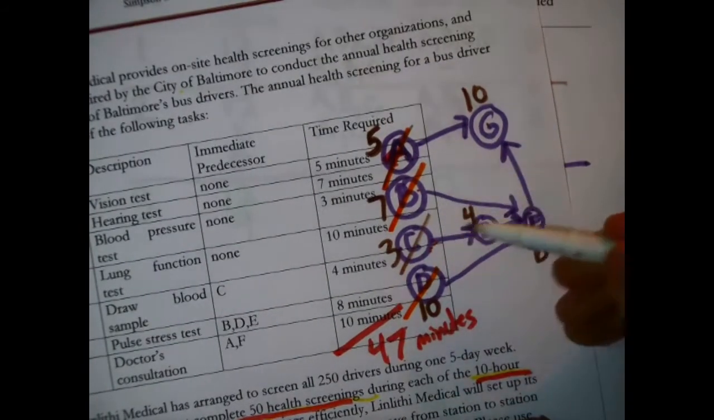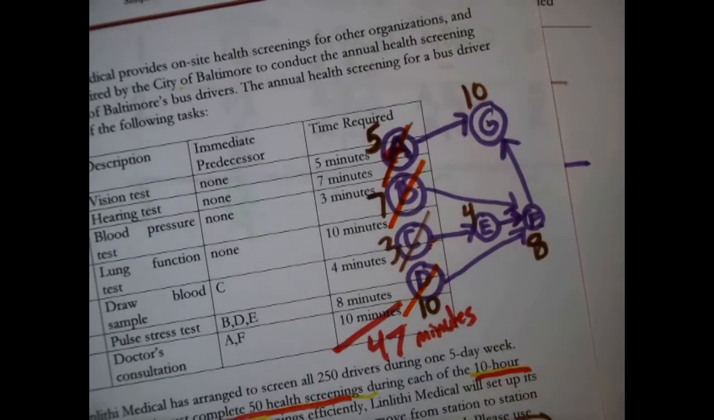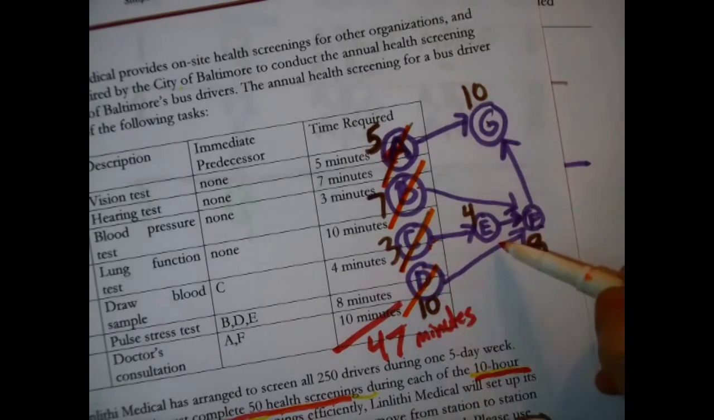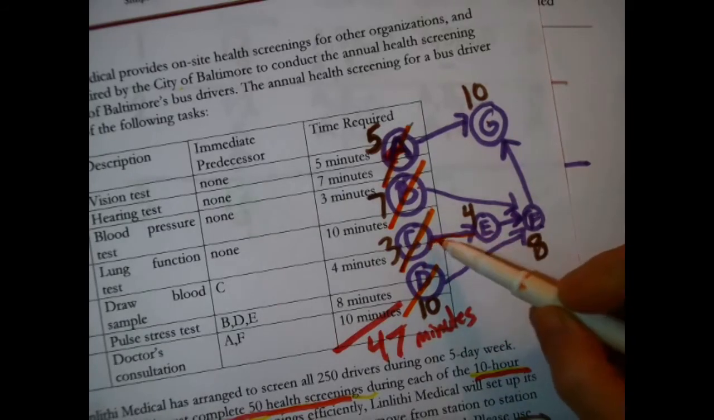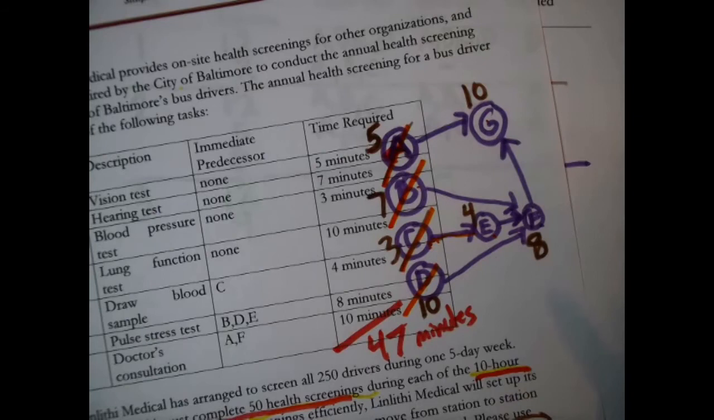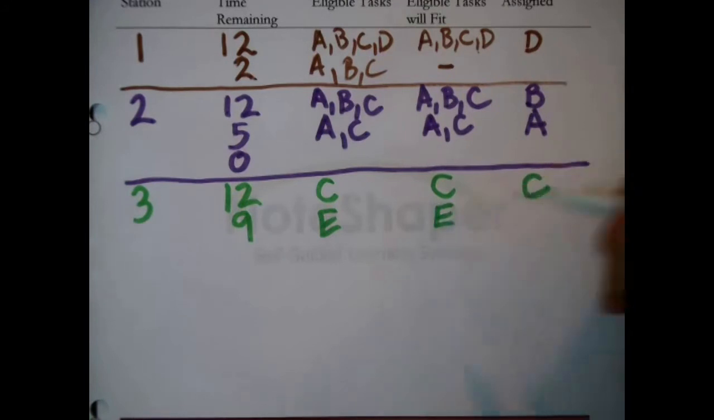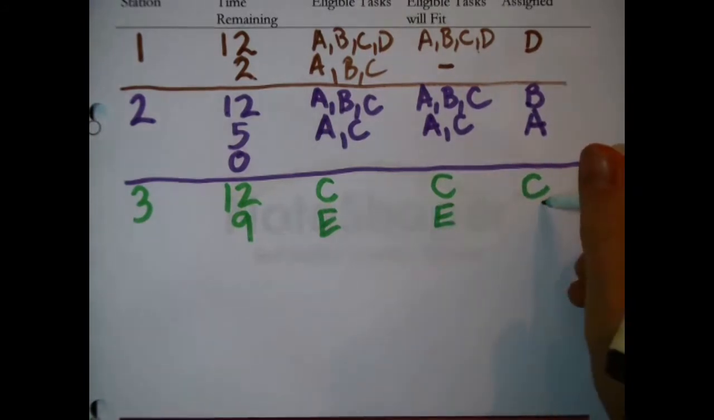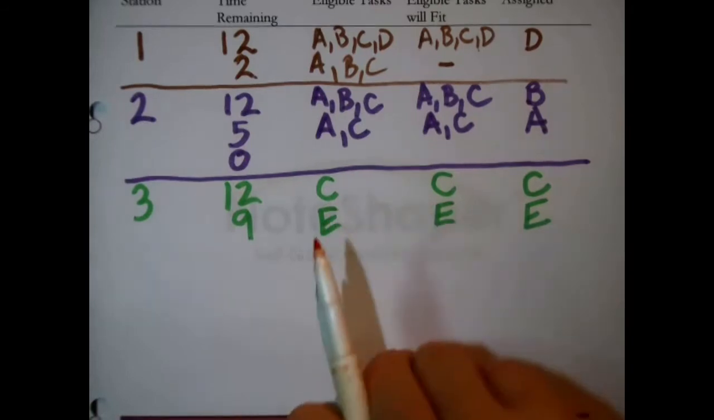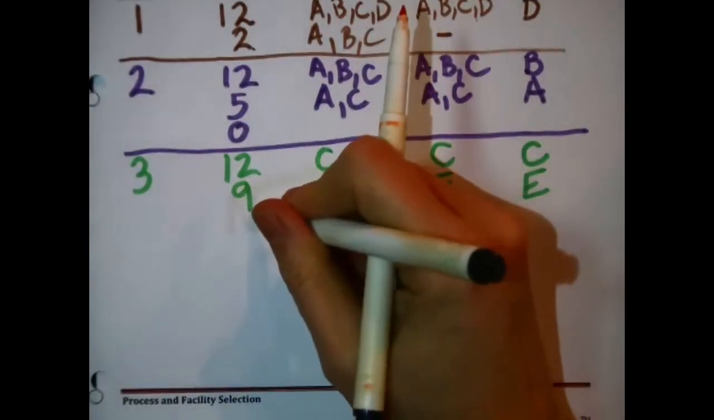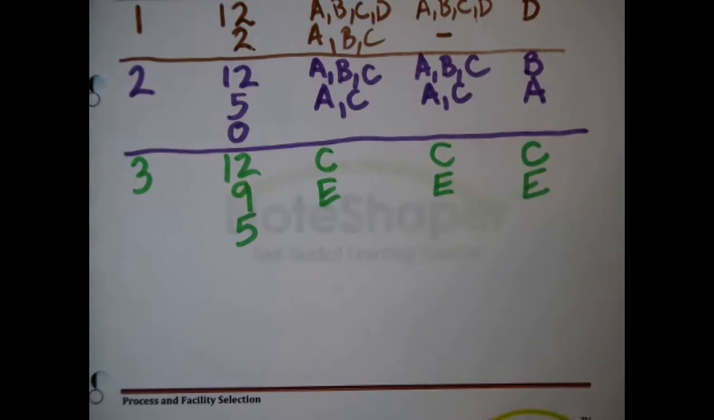Now who's eligible? Let me use the proper color here for marking it off. E becomes eligible, right? Yes, when C is finished, E becomes eligible. I think E is actually the only thing that's eligible because everything else is kind of jammed up. Then E is eligible, the only thing eligible. E will fit. E's not very long. It's only 4 minutes long, so E gets the assignment. So 9 minus 4, we have 5 minutes remaining. So we have a good chunk of time still remaining at this third workstation.